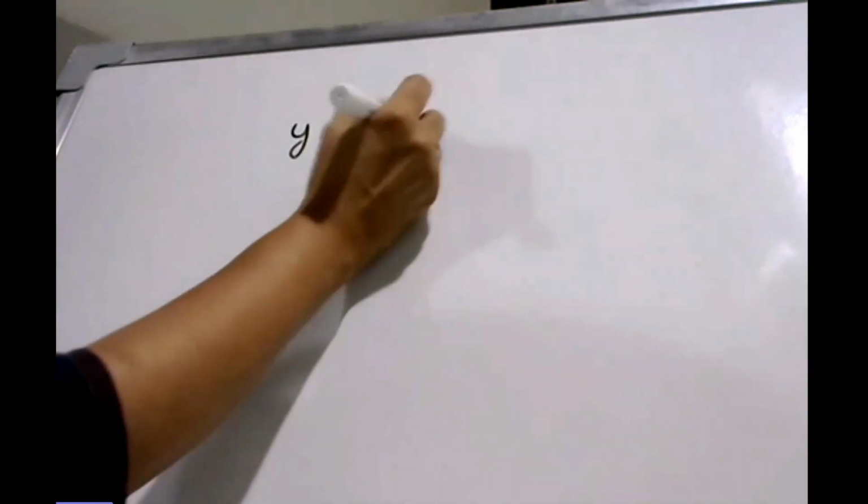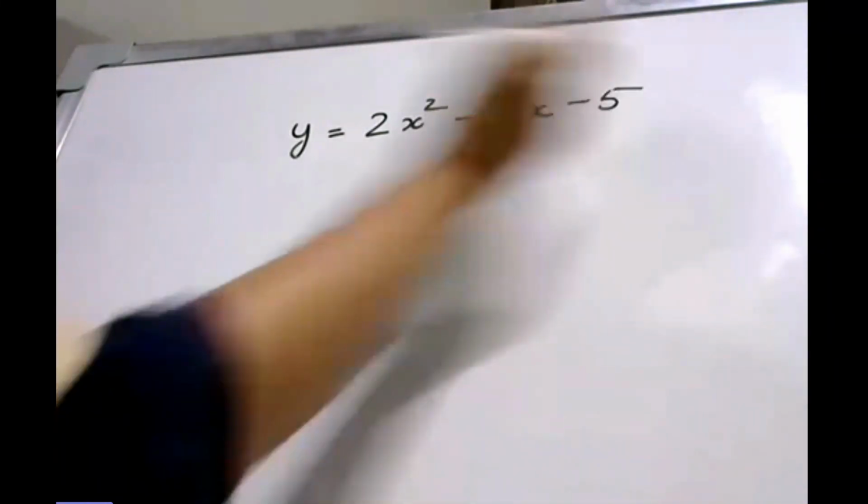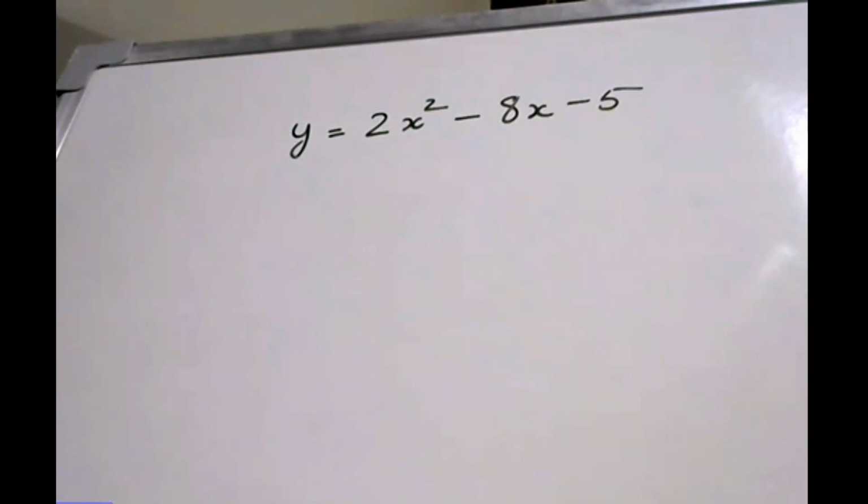Now, let me move on to the next question. Here you are given a quadratic equation. An equation with degree 2, the highest degree, is known as a quadratic equation. The equation is y is equal to 2x square minus 8x minus 5. This is your quadratic equation. In this equation, you are asked to draw the graph. The graph should contain the coordinates of the turning point and also the intercepts.